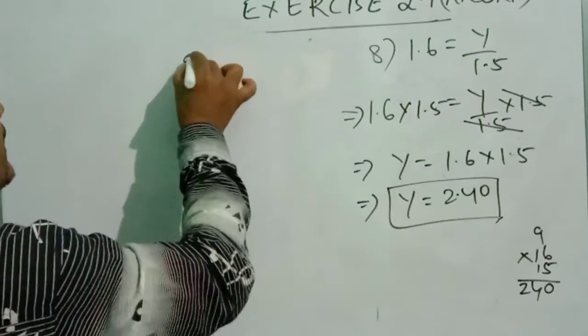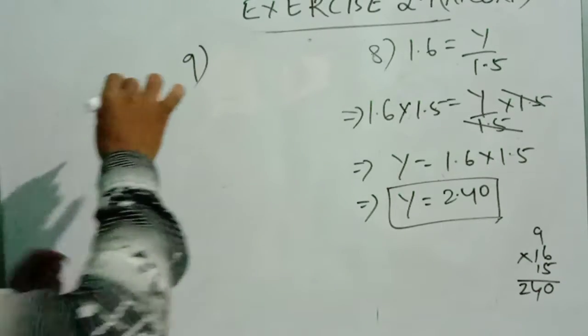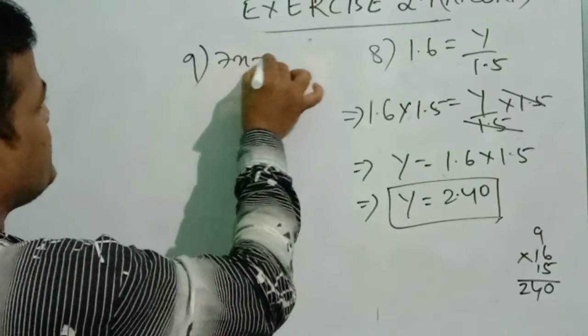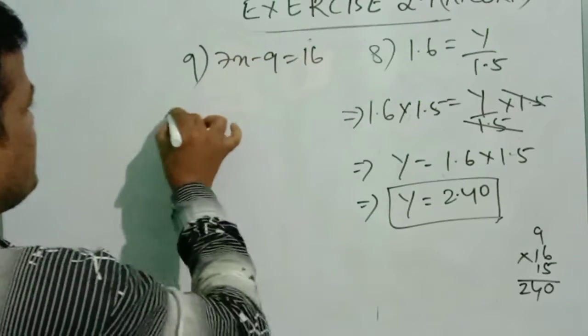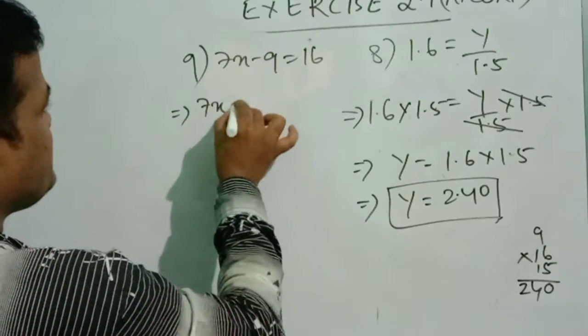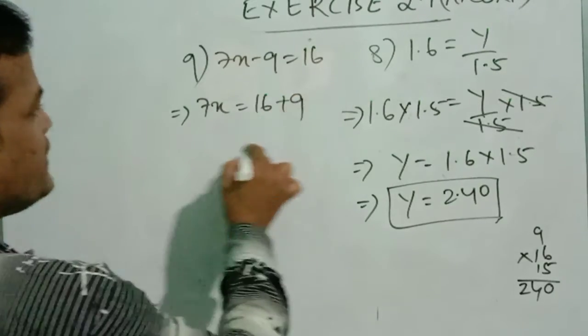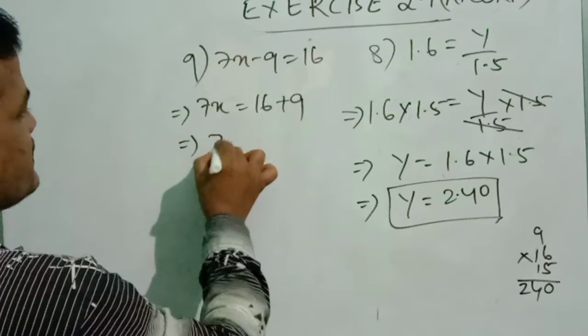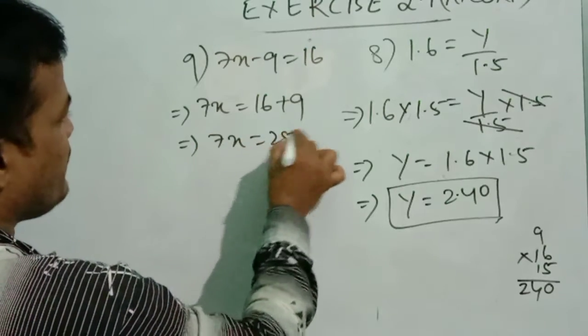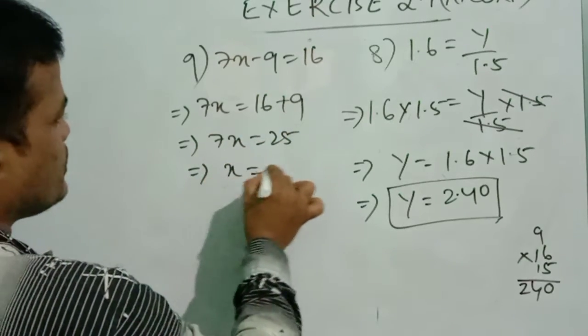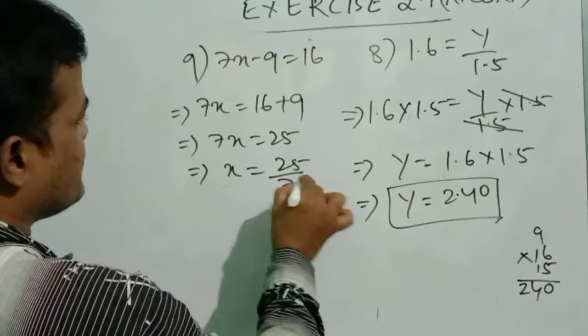Let us do number 9. 7x minus 9 equal to 16. That means 7x equal to 16 plus 9. On the right side it will be plus 9. So what we are getting? 7x equal to 25. That means x equal to 25 by 7.